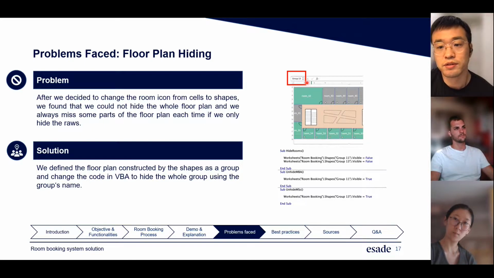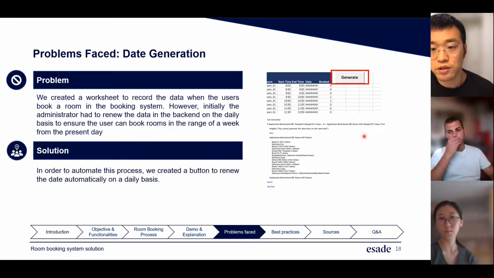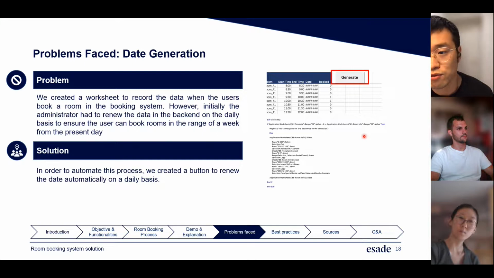And the third problem is the data generation. We created a worksheet to record the data when the user books a room successfully in the booking system. However, initially the administrator had to renew the data in the back end on a daily basis to ensure the user can book a room in the range of a week from the present day. So the first 2,100 rows should be the data of a week from the present day.